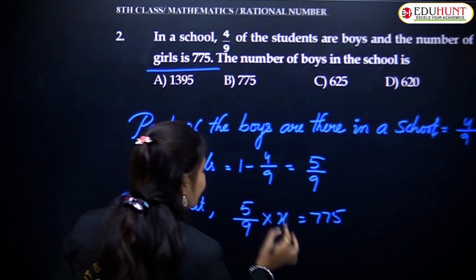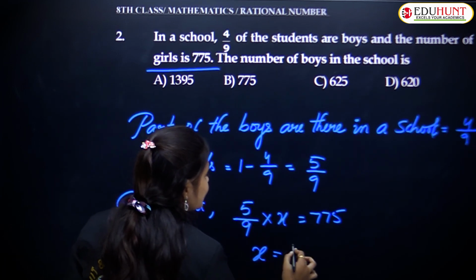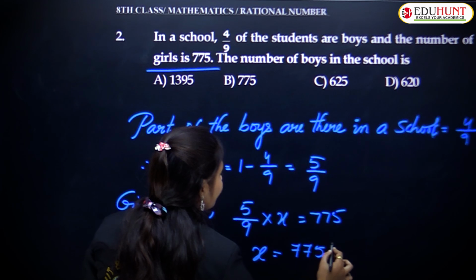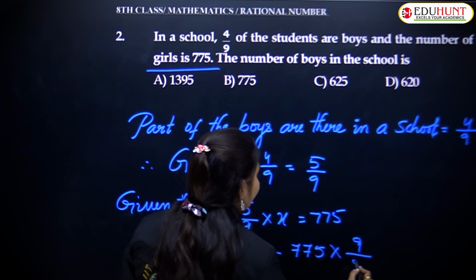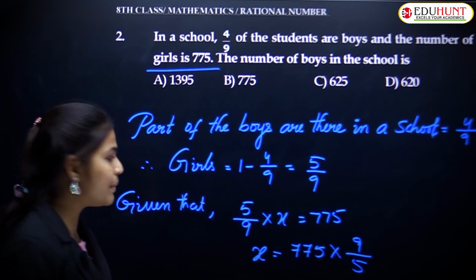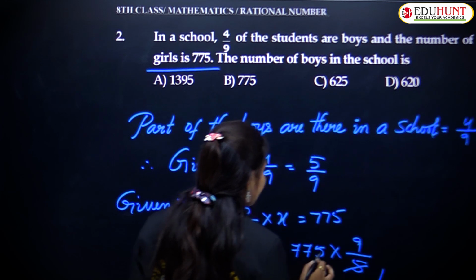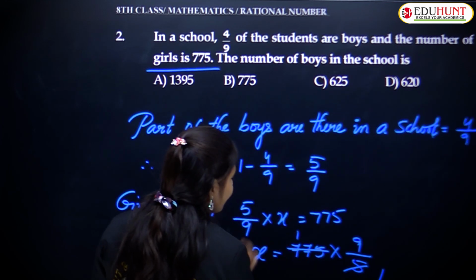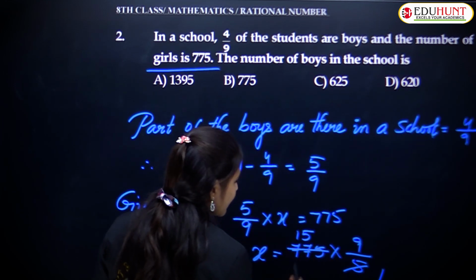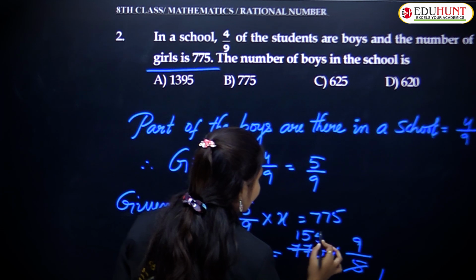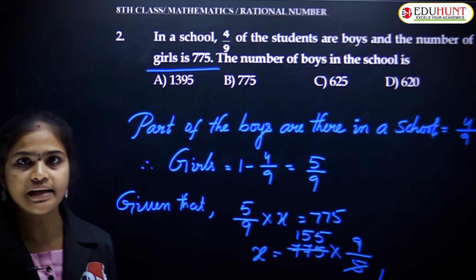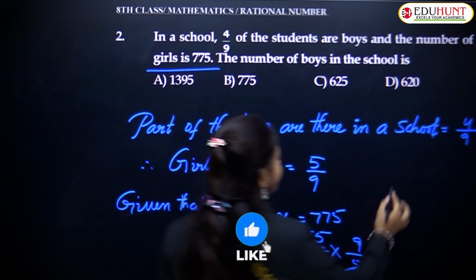Okay, now we need to find that x value. So x is equal to 775 into 9 by 5. So 5 ones are 5, 5 5s are 25, still 25 is there. Clear? 155 into 9.